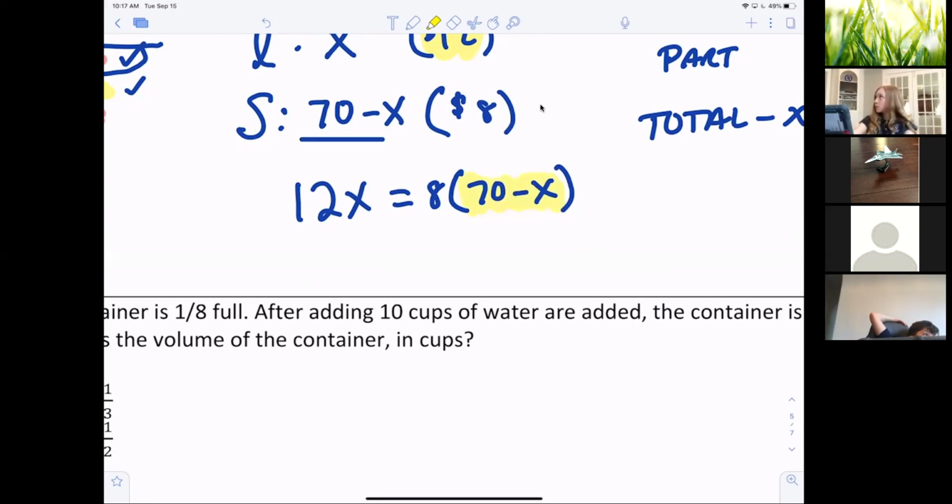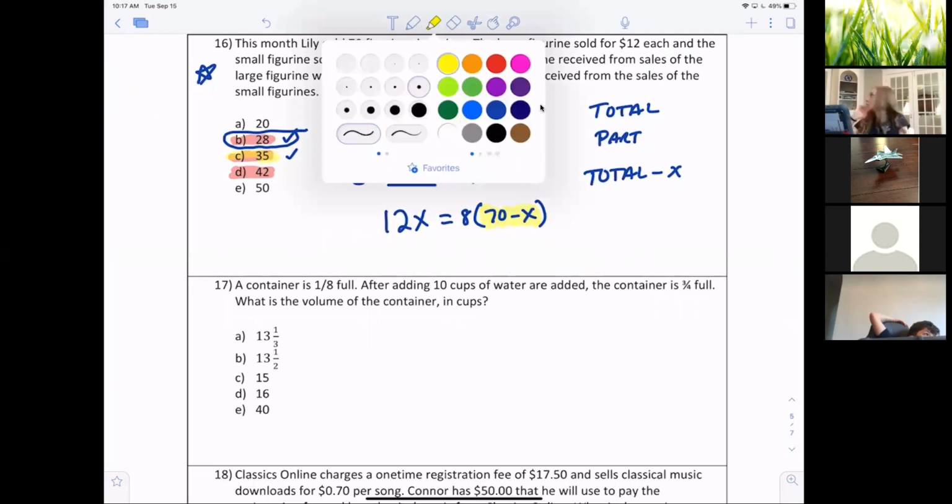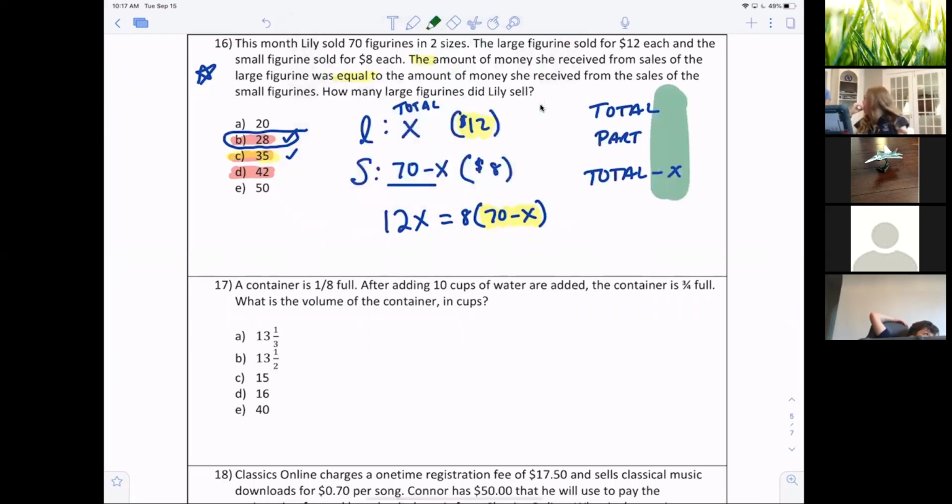All right, but this is the important part in your notes somewhere. This is what I'm hoping you're understanding me say. This is important. If they give you a total and a part and you want to find the other part, it's always the total minus that part. Try to keep that in your notes. Think about it.